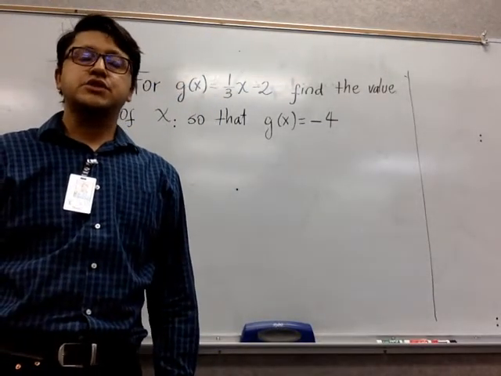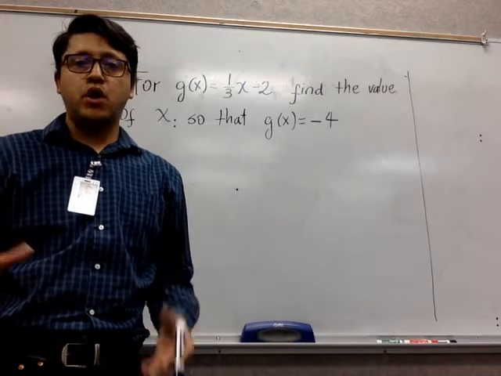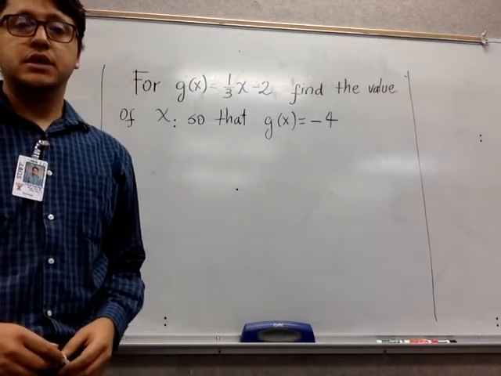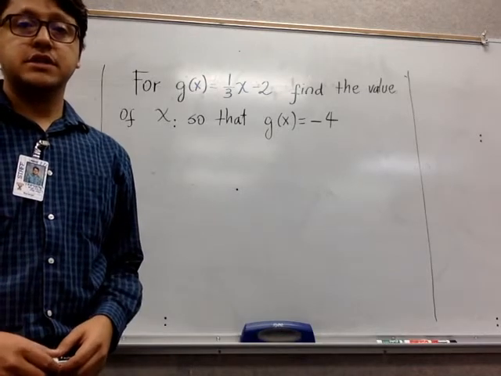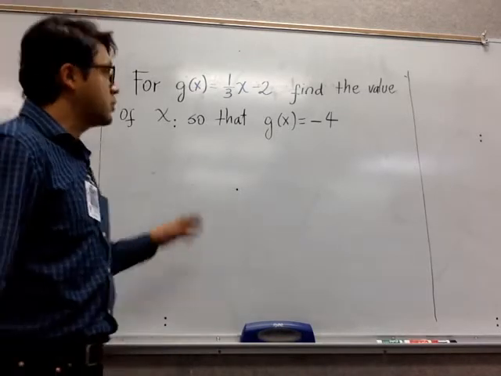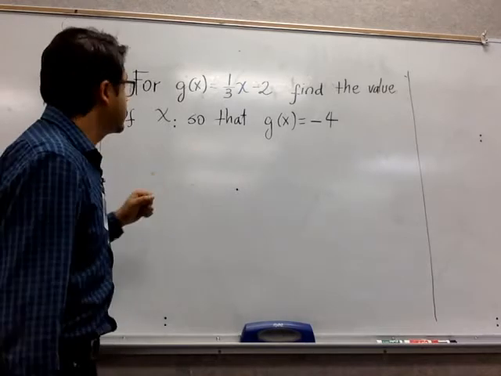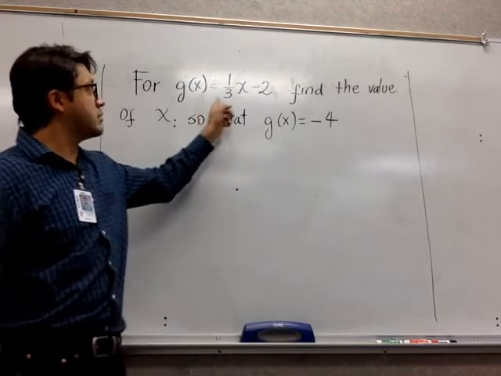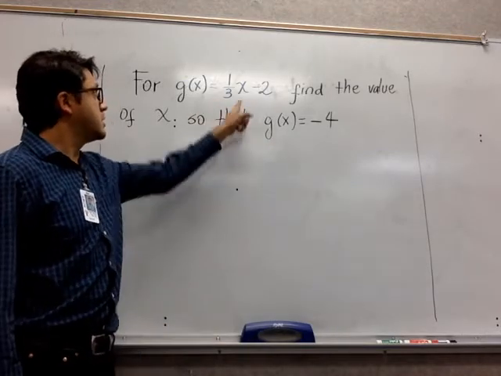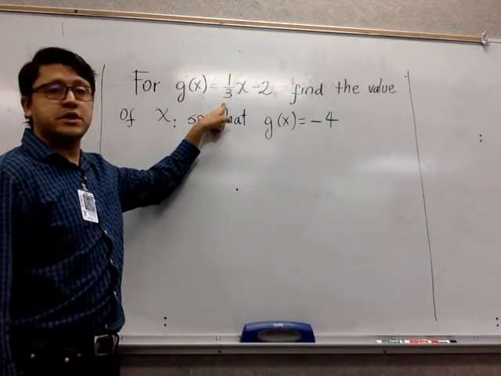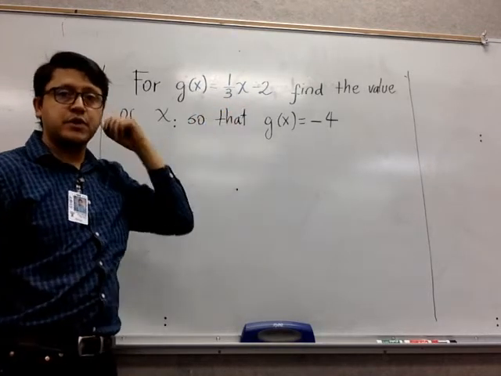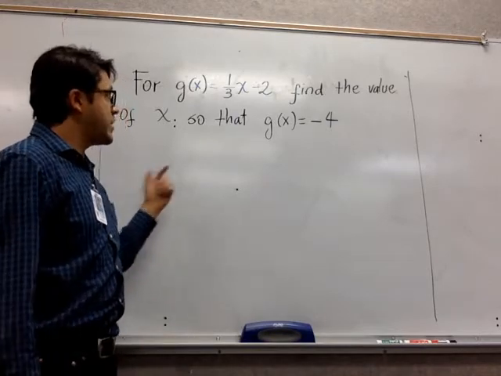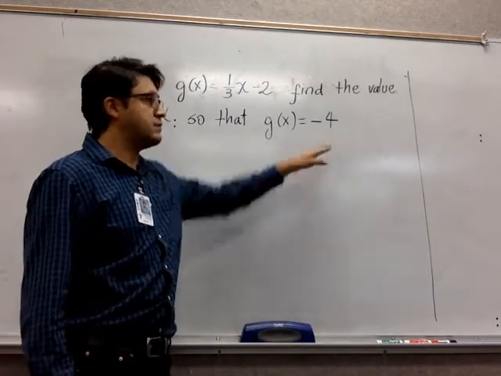Okay, guys, now let's continue with another part or section of your extra practice worksheet talking about evaluating functions. In this case, I'm showing you this exercise where you are given a function g of x with the corresponding mathematical relationship. The input is multiplied by 1/3 and then you subtract 2. What we need to do is find the x value so that the output is -4.